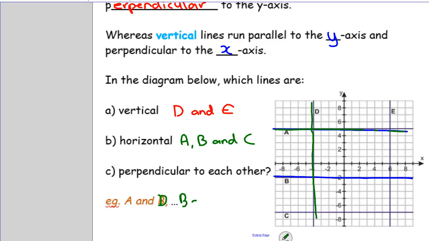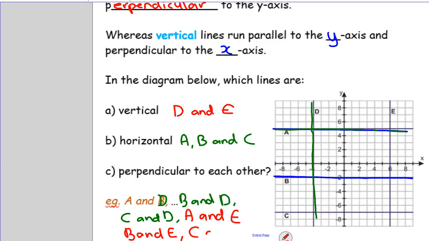So A and D, what's another pair? You can say B and D. You can probably also say C and D. You'll probably find another 3 pairs as well. So you also notice that there's A and E. I think what's another pair? You've probably got it. B and E. And one more pair, C and E. Great.